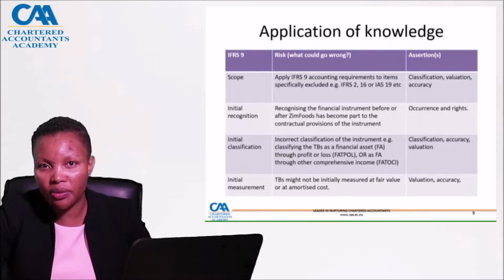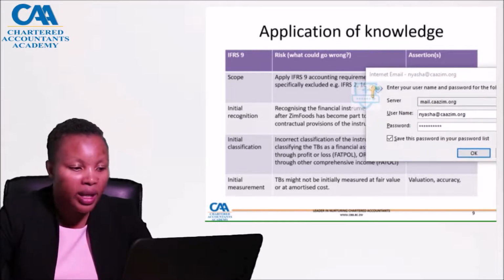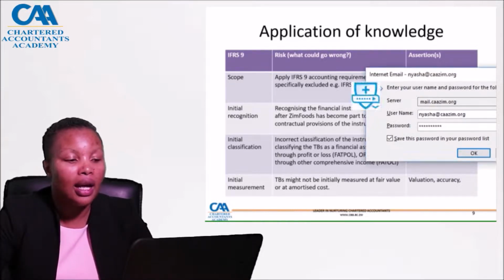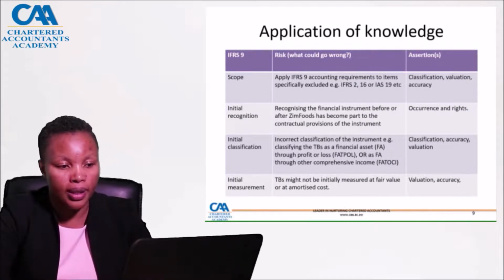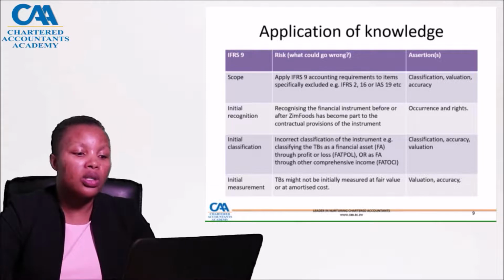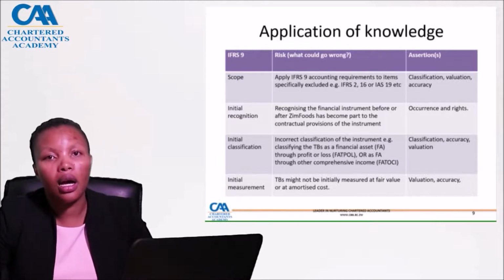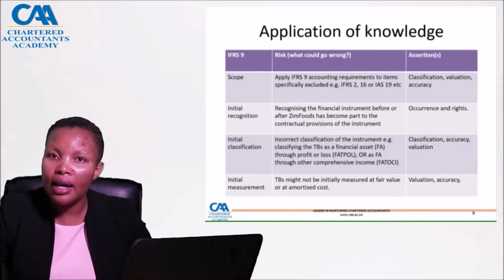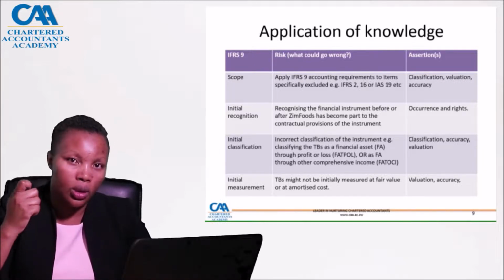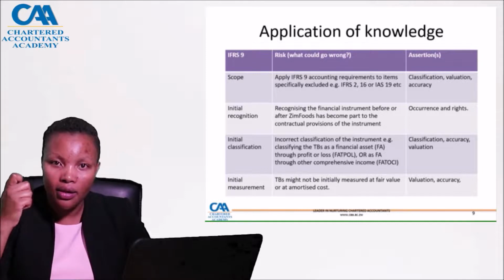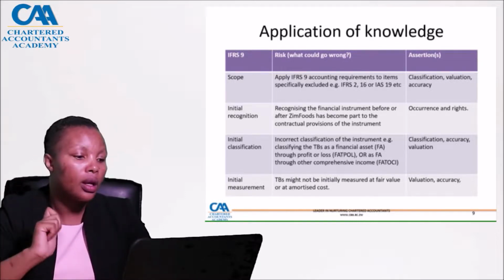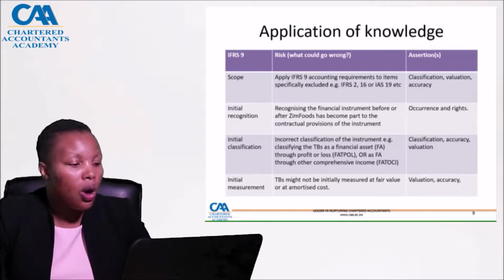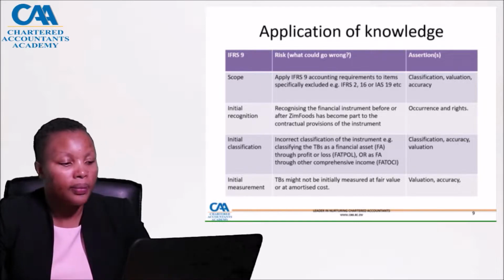So formulate substantive procedures that will confirm whether it has been correctly classified under the correct class of financial instruments. You're also saying, has it been accurately classified and was the transaction accurately recorded, as well as the valuation. Is the valuation correct? You can also go on to initial measurement.